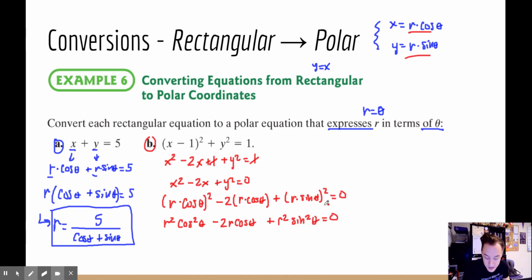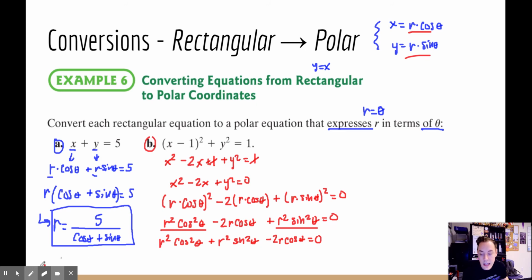Okay? Now, here's the interesting kick. Are you ready? I'm going to rearrange this. I'm going to put these two together, and you should be seeing there's an identity chilling in here. I can do this in mathematics, no big deal. So I'm going to put r squared cosine squared theta and then r squared sine squared theta, and then this is minus 2r cosine theta equals 0. So I just rearranged it.